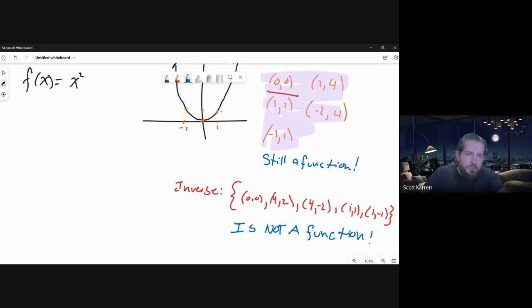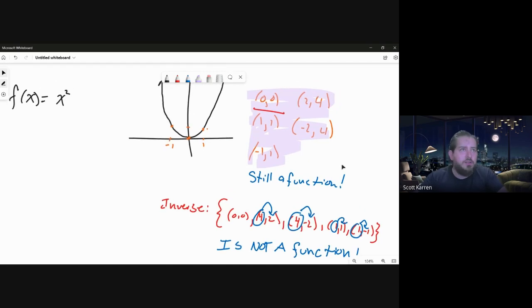Because I have points like 1 that goes to 1, and then 1 that goes to -1. Likewise, 4 goes to 2, but also 4 goes to -2. That's what makes this not a function. And we could have foreseen that up here by seeing that an input of 1 goes to 1, but an input of -1 also goes to 1. That's fine to still call this a function, but then this is not what we would call a one-to-one function.